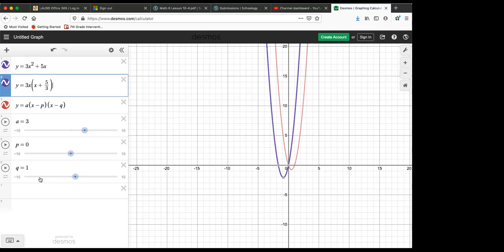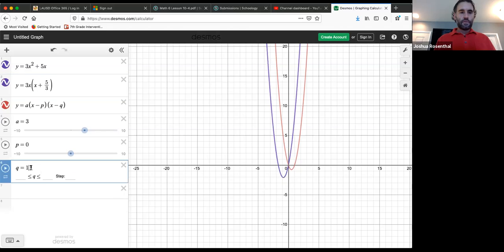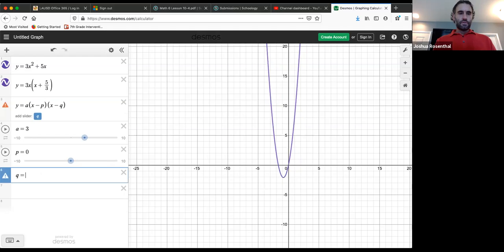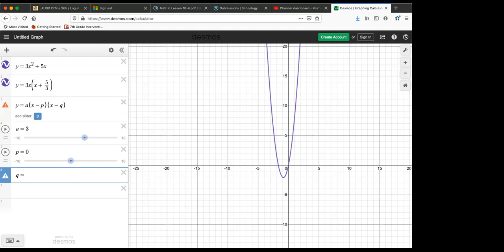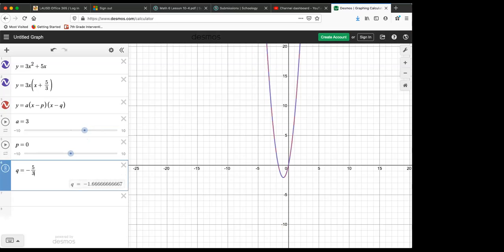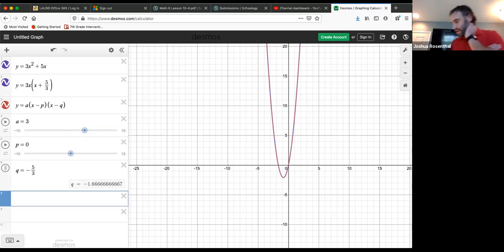P is 0, what should Q be then? I can just type it in, see? What do you think Q is? 0. Wait. The 3 is accounted for. Where my mouse is, that should be X minus P right there. So P was 0. Now this last parentheses is the X minus Q. I don't see a minus, so Q must be negative. And then there it is, the 5/3 is right there. -5/3. Oh. There it is, it's on top of it.